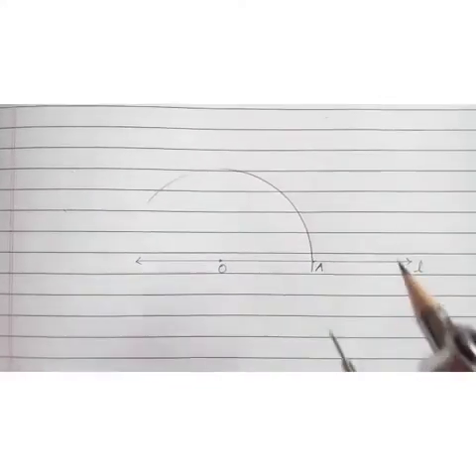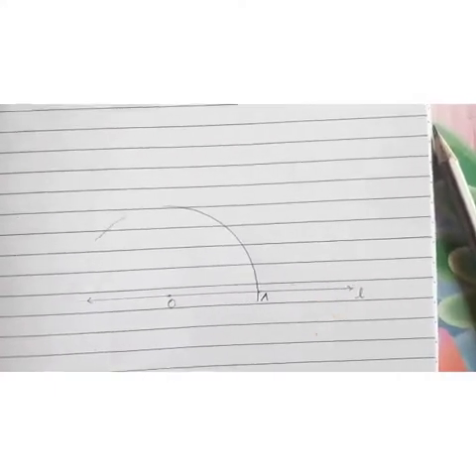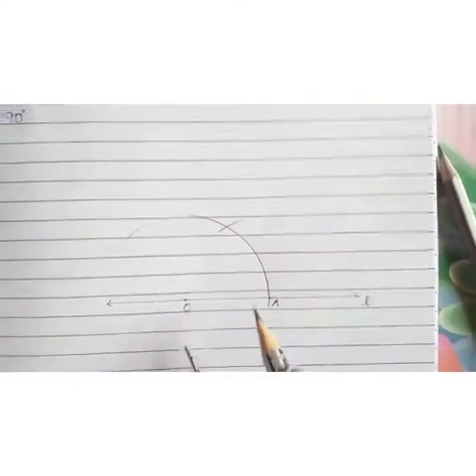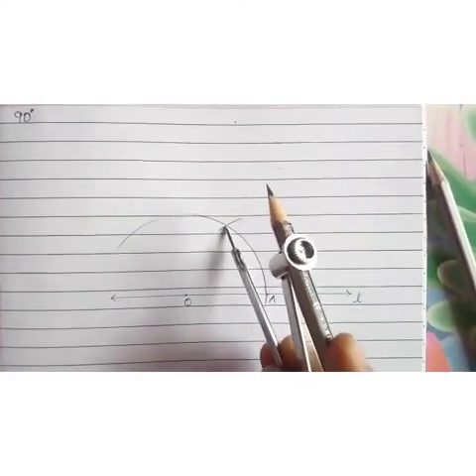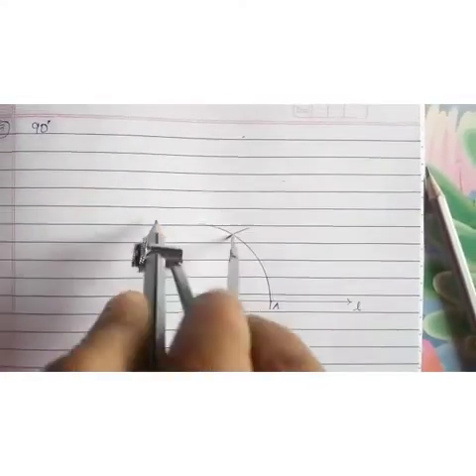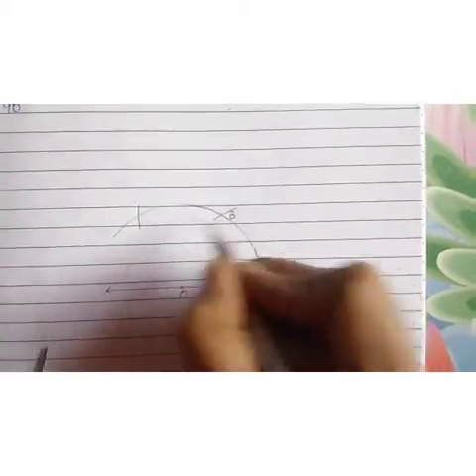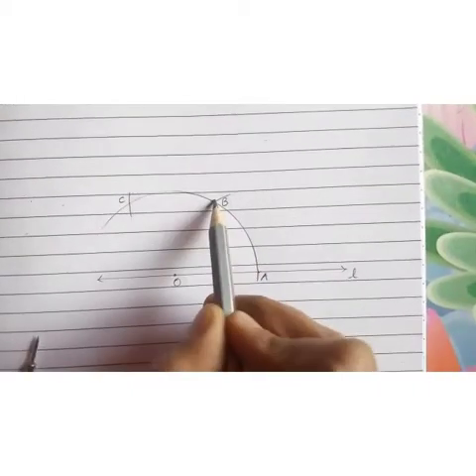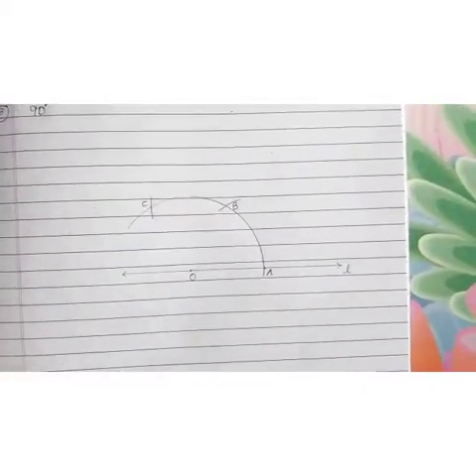Now with A as center and the same radius, you have to cut this arc. When you cut, you get 60 degrees, but we need 90. So again with the same radius and with this point, draw another arc. Now we got 2 points. Mark it as B, mark this as C. But this is 60 degrees, this is 120. We need 90 degrees, isn't it?